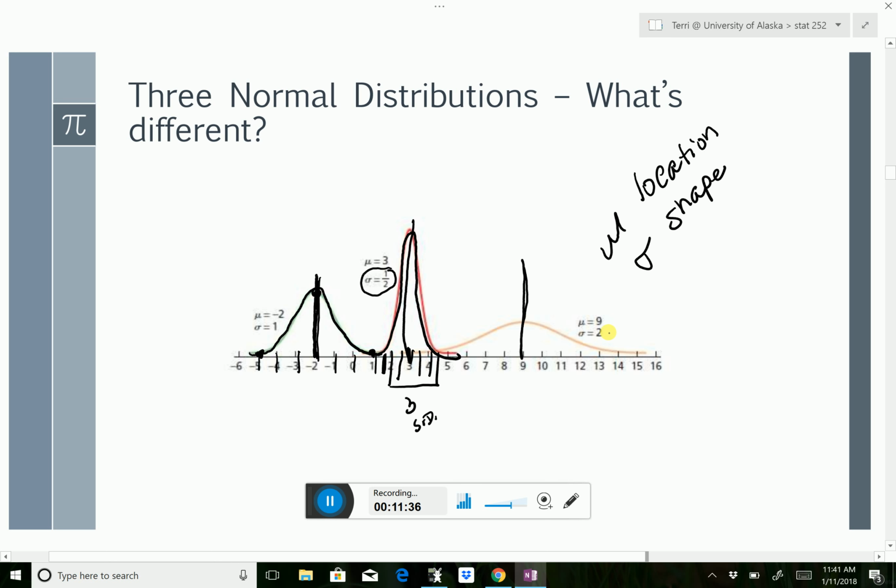So let's look at this one. What happens when my standard deviation is 2? The higher the standard deviation, the more variable I get. So now to go 3 standard deviations away, I'm out here at 15, 1, 2, and I'm down here at 3. So you can see that's where I start to get close to the x-axis. Same idea. When we're drawing these, 3 standard deviations away is where we want to get down close to the axis.